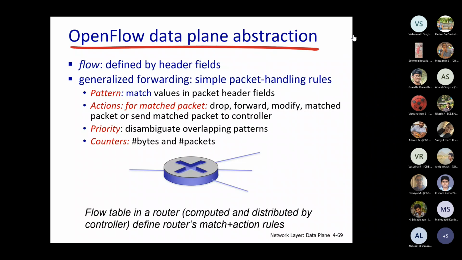OpenFlow flow table entries: a rule, action, and statistics. How many packets? Byte counters. Totally how many packets are being sent. All the statistical information about the packet will be available here.